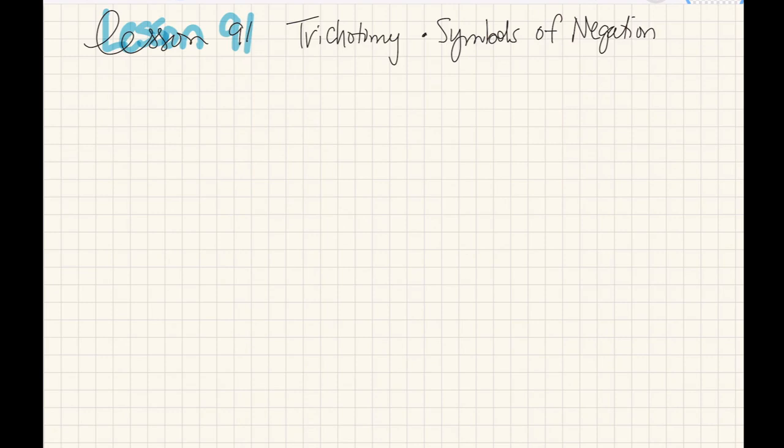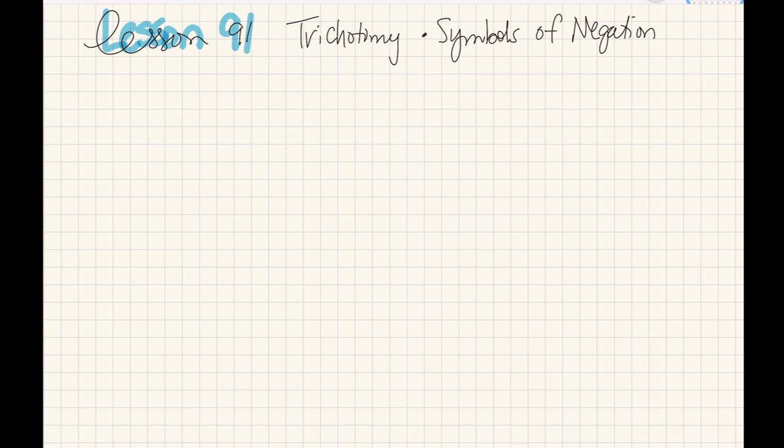Today we are going to do lesson 91, trichotomy and symbols of negation. Up until now we've used these words: greater than, less than, equal to. Well, these three ways of saying something is actually called trichotomy. I know that sounds like a really big word, but all trichotomy means is that we can write numbers in three different ways. There's three parts. The Greek word tricha means in three parts.